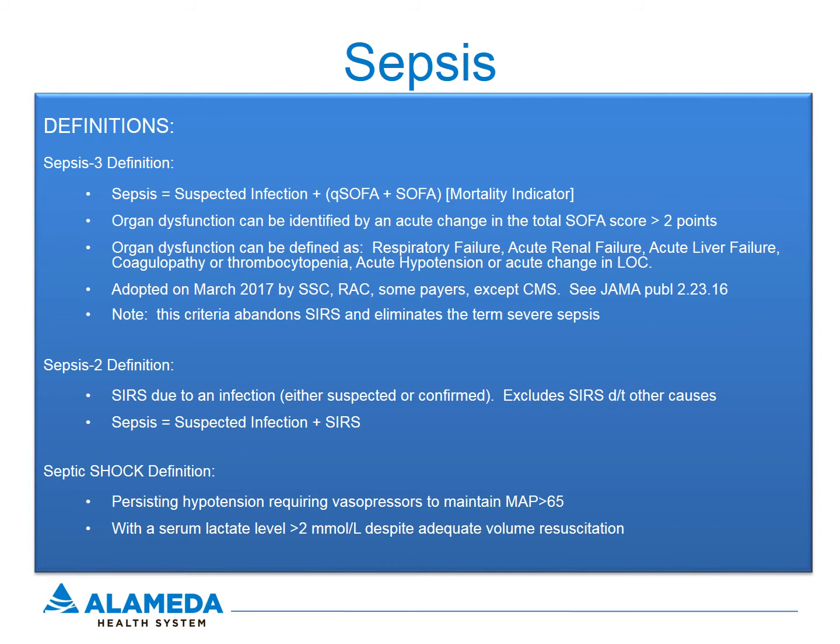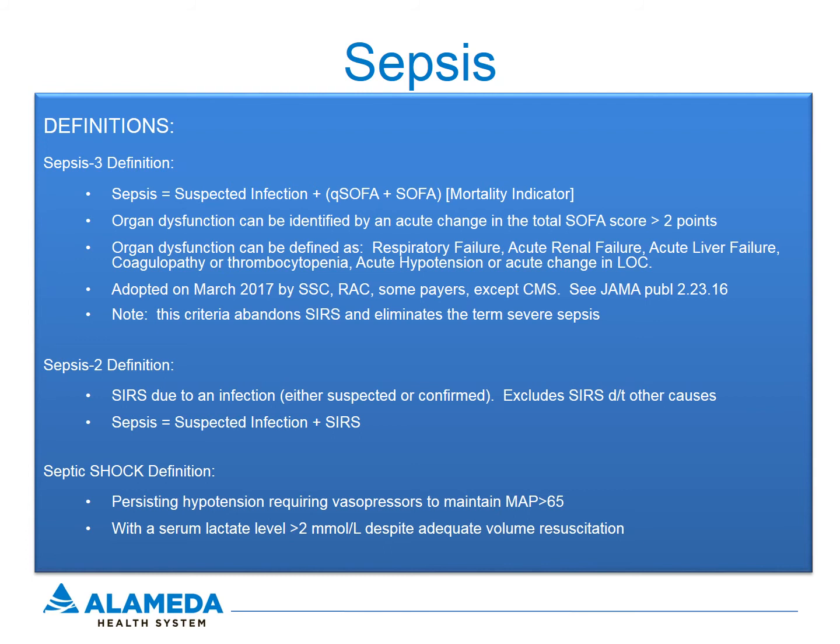Now, there are different definitions. There are definitions for Sepsis 3, definitions for Sepsis 2, and definitions for septic shock. So the definition of Sepsis 3, which is the newest criteria that's evidenced out there, is sepsis equals a suspected infection plus the qSOFA or the SOFA criteria and a mortality indicator, which is organ dysfunction. I didn't mean to say organ failure, organ dysfunction. Organ dysfunction can be identified by an acute change in the total SOFA score greater than 2 points.